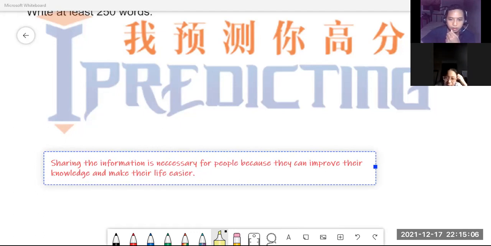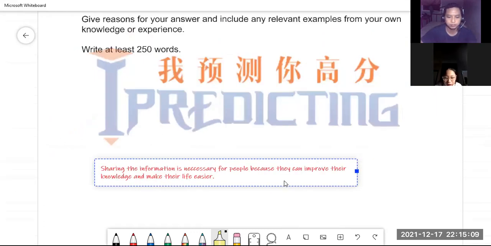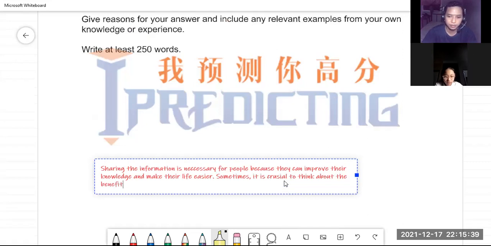But sometimes people need to think about the benefit that information brings. Okay, sometimes it is crucial to think about its benefit. Okay, to think about the benefit of the information shared.